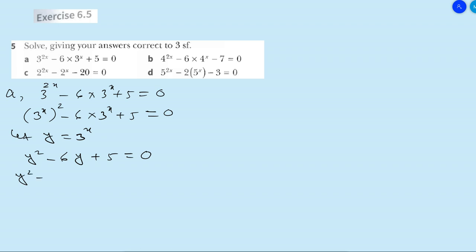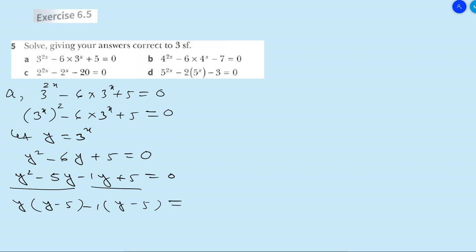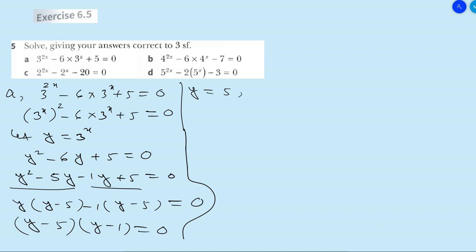So y square minus 5y minus 1y plus 5 equals 0. Taking the first two and last two terms, y is common, and minus 1 is common: y minus 5 and y minus 1 equals 0. Then from this y equals 5 and y equals 1. Now because the question is in the form of x, our answer should also be in the form of x. So what was y actually? 3 power x equals 5. Taking log, x equals log 5 upon log 3. So x equals, what is the answer?